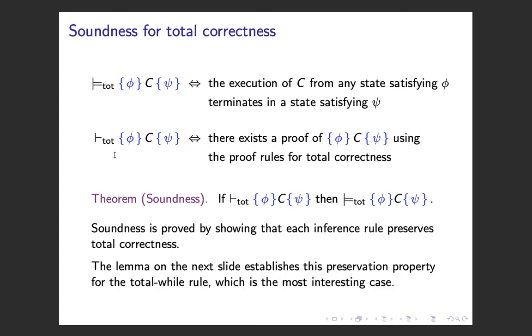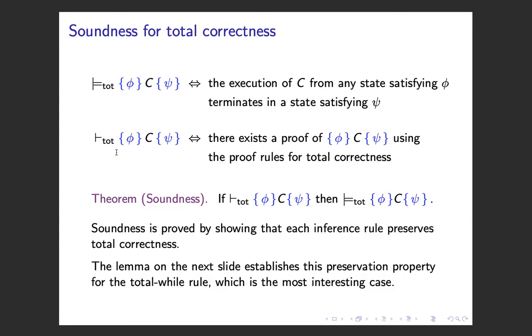So we now have two new relations about Hoare triples. The first one says that a Hoare triple precondition command postcondition is true according to total correctness if it satisfies the total correctness property as introduced last week, which is that the execution of the command C from any state satisfying the precondition actually does terminate, and moreover it terminates in a state that satisfies the postcondition. And we want to show that our proof rules for total correctness are sound with respect to this notion of truth for a total correctness assertion.